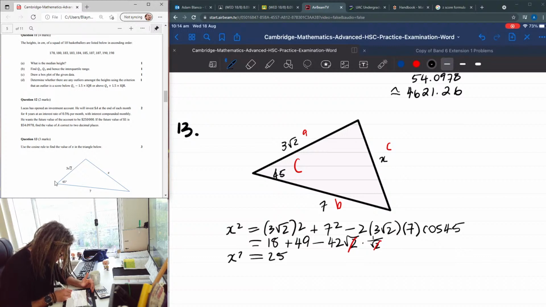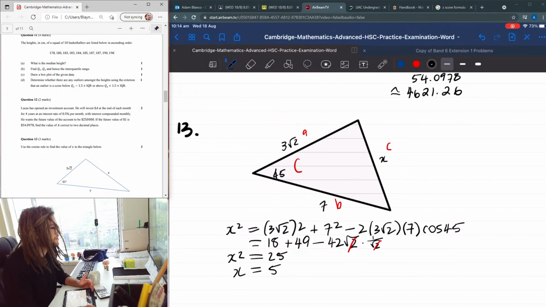Ah, look at this. No way. x equals 5. Is it actually that nice? Oh, it is. Yeah, right.